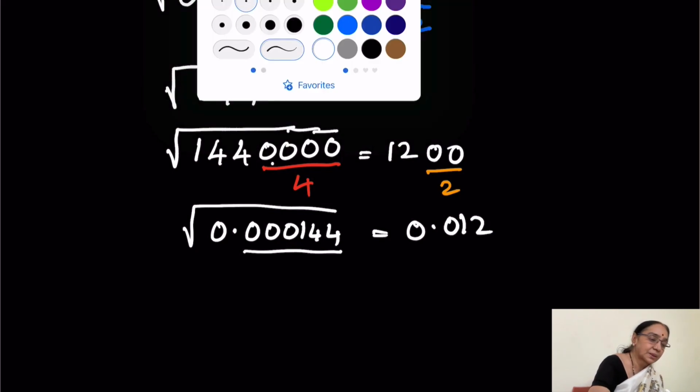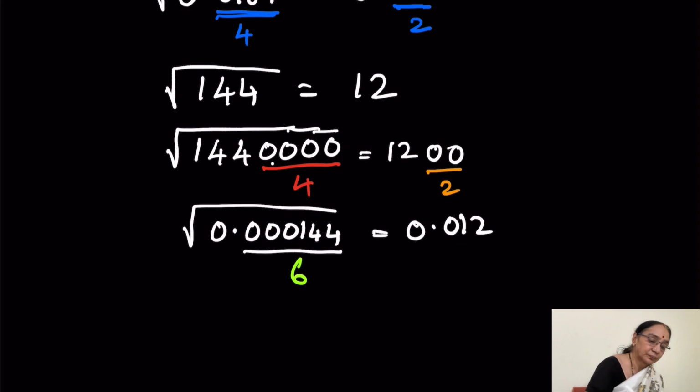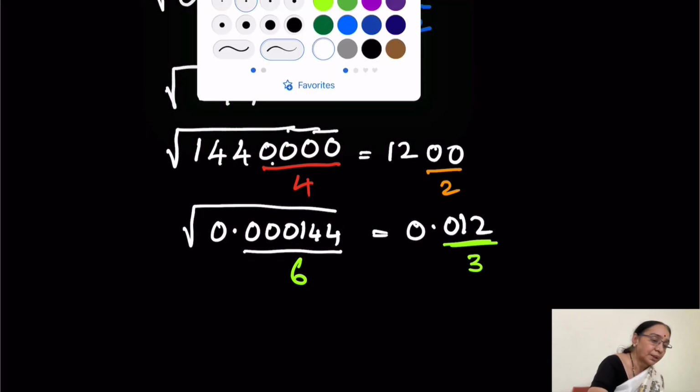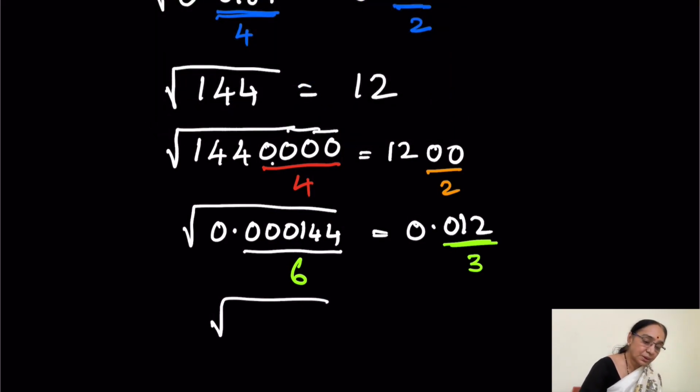Here you have 6, and in your square root you have 3, exactly half the number. So you'll be wondering, what is the square root of 0.144? This is not a perfect square, so you cannot extract the square root just like how we did, because there are only 3 digits. So if you use your calculator, you will see that this is an irrational number.